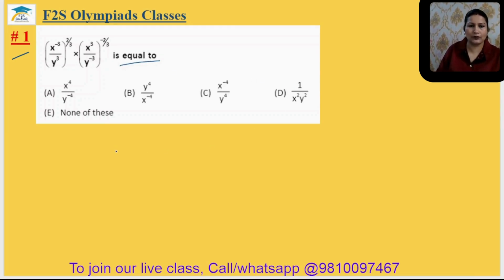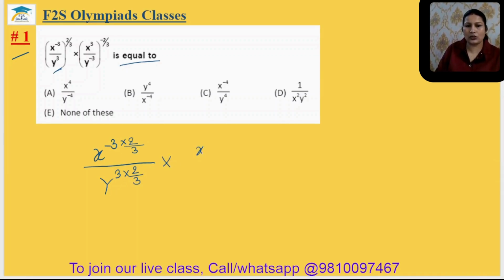So first we will just write x to the power minus 3 and y to the power 3, with 2 by 3 as the power to the whole of this fraction. So what we will do? We will multiply. Actually power to the power will be multiplied. So minus 3 multiplied by 2 by 3 upon y to the power 3 multiply by 2 by 3.